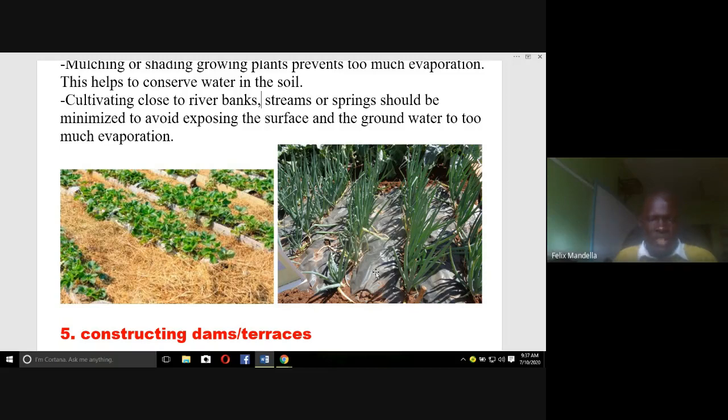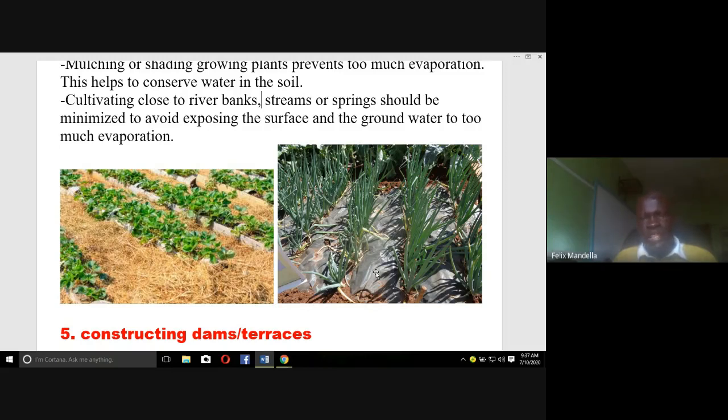Why? Because they can decompose to make humus. And when they decompose, they make soil more fertile. Plastic or polythene does not decompose. They may take very, very many years to decompose. What is to decompose? In simple words, decomposition means to rot. So plastic cannot rot. It takes a lot of time, too many years.